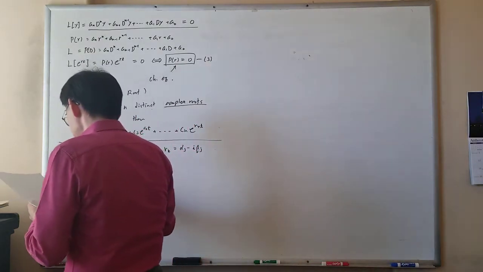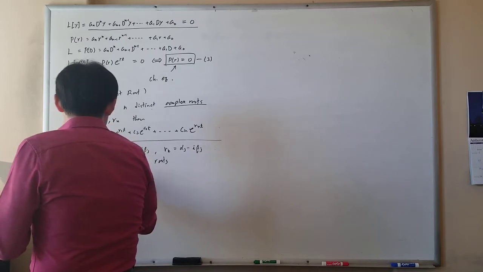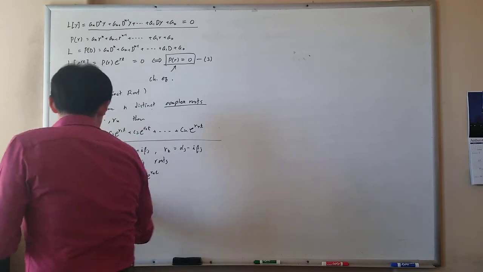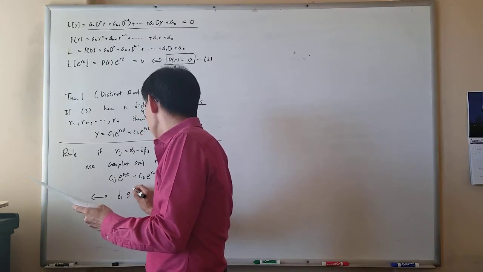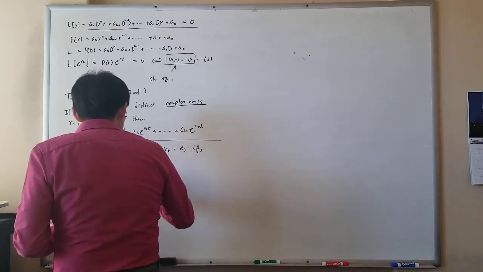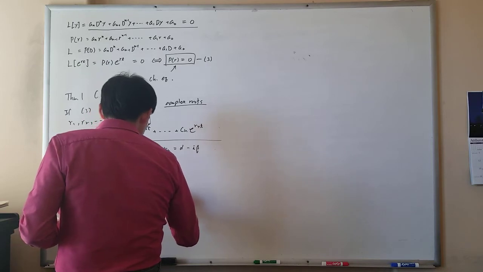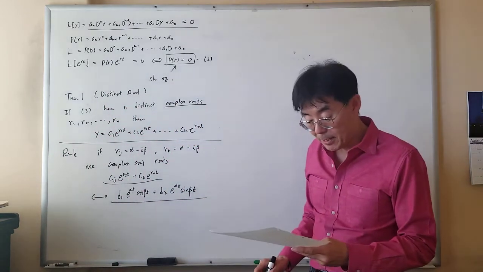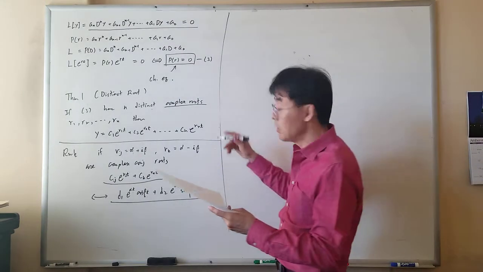Then you can write c_j e to the r_j t plus c_k e to the r_k t, by using the complex conjugates, as some linear combination of e to the alpha t cosine beta t and e to the alpha t sine beta t. So these can be replaced with this. This is the same thing that we did in chapter 4. So let's do example 1.